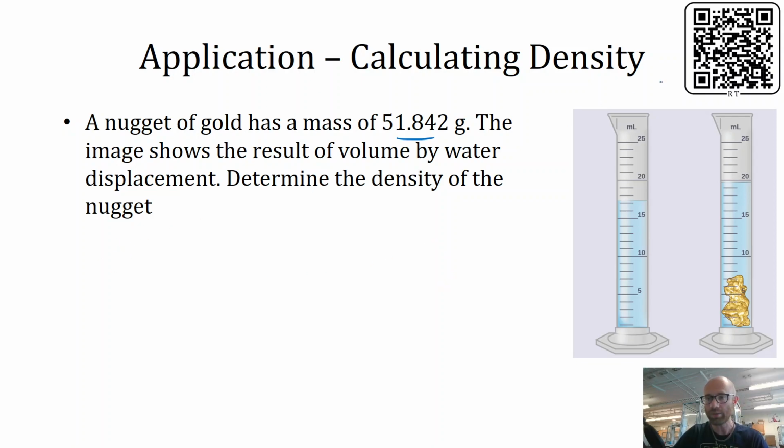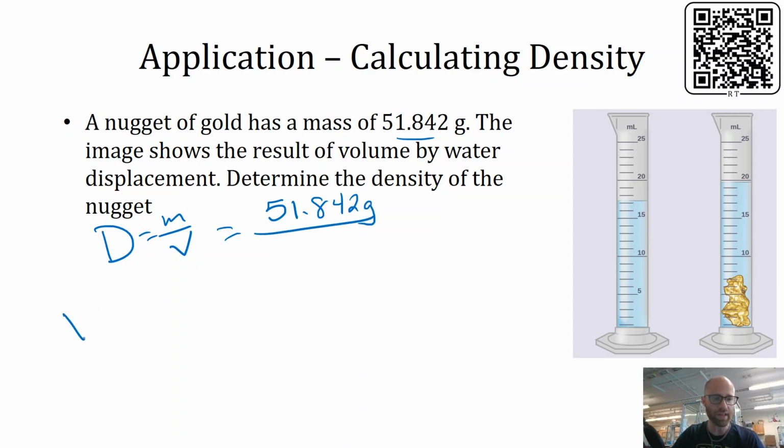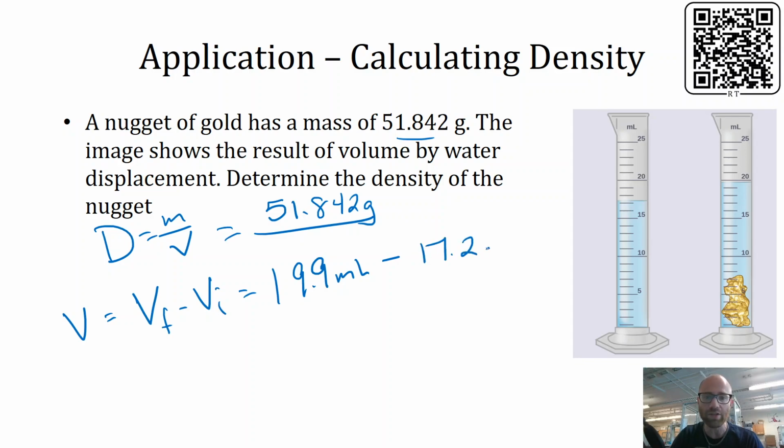Using our reference table, there's a formula on the back in case we've forgotten. Density equals mass over volume. In this case, we know the mass is 51.842 grams. We don't know the volume yet, but we can figure that out by doing the same thing we did on the previous slide. Our final volume seems to be, these lines are every 1, so we can estimate, 19.9, I'd say, maybe 19.8, but that's up to you. And then this appears to be 17.2 milliliters.